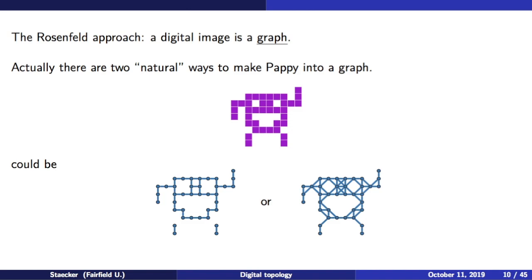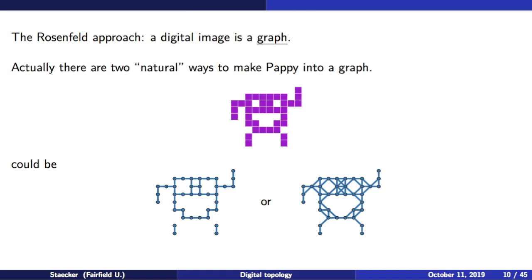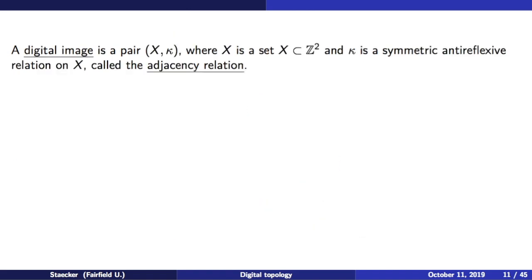There's no best way. This is different from topology in the plane, where there's the standard Euclidean topology. There's not one in digital topology. There are different ways that you can do it, and these are very different topologically. Like this one here, you can see is disconnected, but this one is connected. So it really matters. It makes a big difference which one you use.